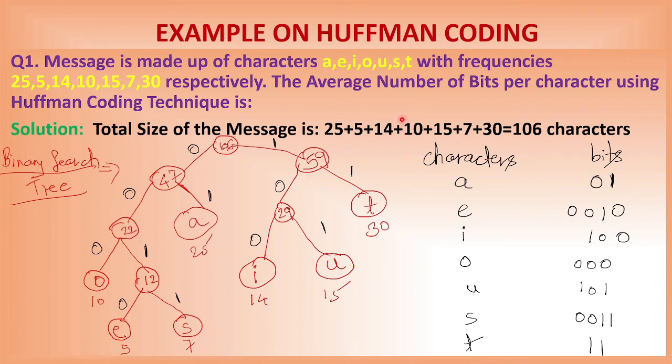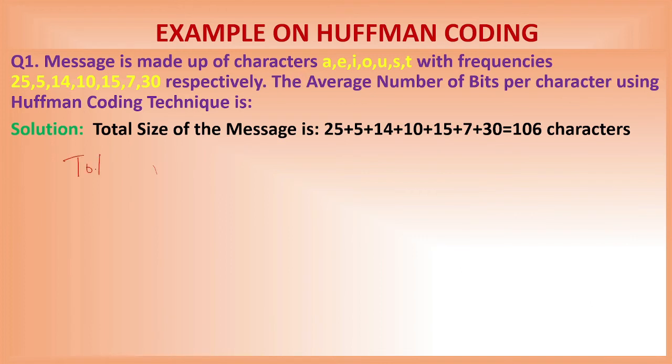So now we have to find the average number of bits per character using the Huffman coding technique. So how to find the average number of bits? Very simple. First we have to find the total bits required in the message. So calculate the total bits first. So total bits will be equal to what?